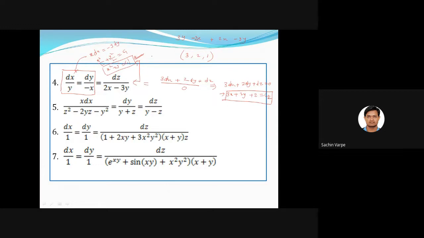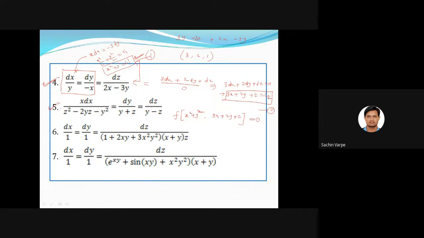Is this clear? So these two, first along with the second, together represent the solution of this equation, fourth question. How do I write it? Its solution will be f of f1, that is x square plus y square, and f2, that is 3x plus 2y plus z, is equal to 0. That is the combined solution, general solution we can say. Is this point clear? What about the fifth one?